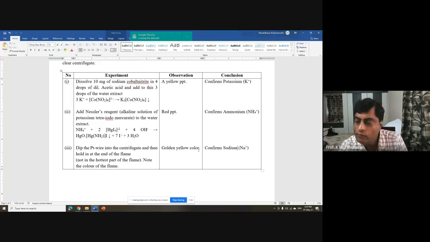Same test, when you are writing one experiment, when you are writing the procedure, the first time when you write the flame test in the preliminary test, you said maybe the presence of sodium. Here, you are writing that it confirmed the presence of sodium. Okay. While you are writing this experiment, this part of the procedure.